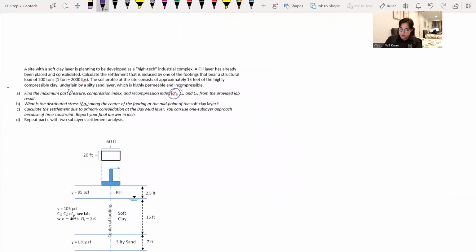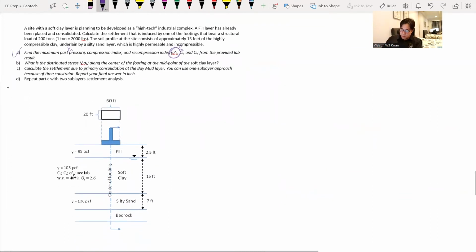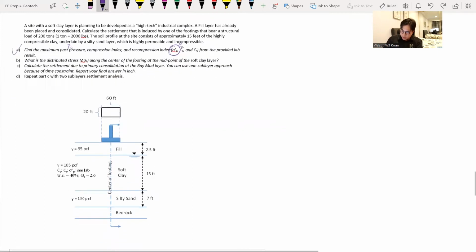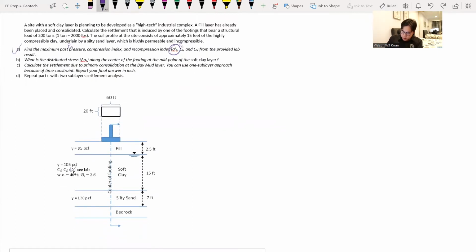So pretty much we found the answer for part A, and we add the soil properties to our soil profile. We know our sigma P point. We know the P sub C, the maximum past pressure, and we also figured out the C sub C and C sub R. And the second part of the question asks you to find the distributed stress along the center line of the footing.